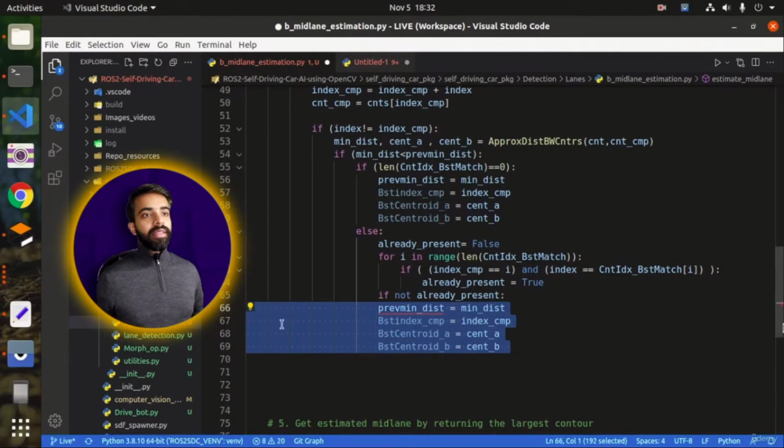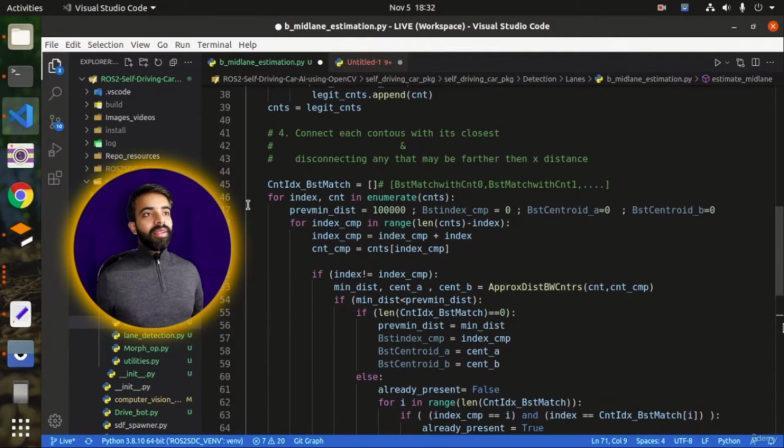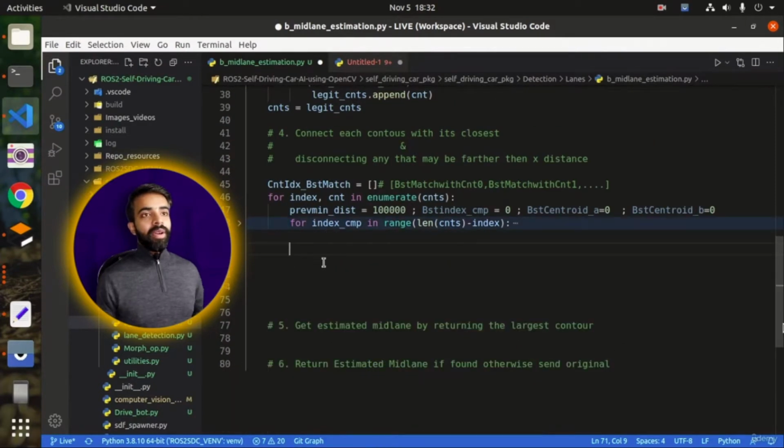Now once we've done that, and once we have updated all these values, we can simply move back to our inner loop that was for the index compare. Here, because we have found the closest contour for any particular contour of the outer loop, all we need to do is check if that closest contour is beyond the maximum allowed distance that was declared in the second argument of our function. If it is, then we simply discard that particular contour.